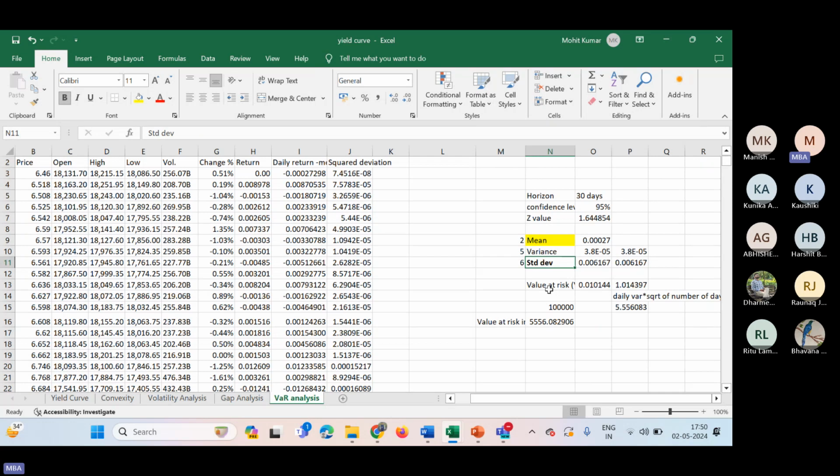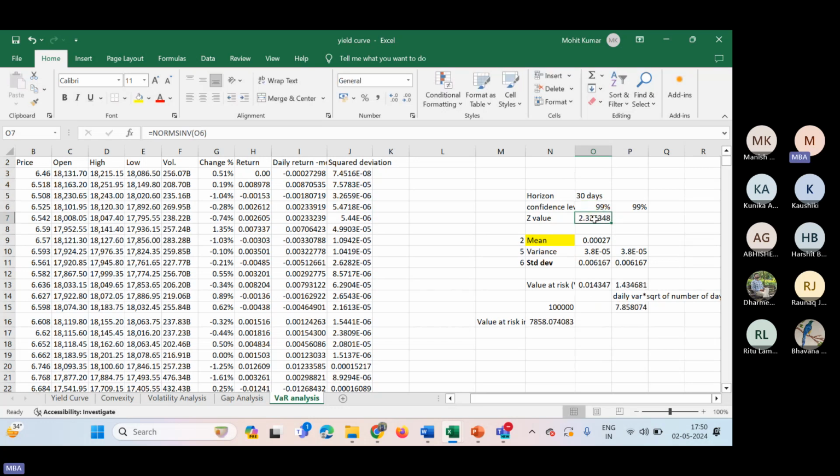They will just give you the mean and value at risk. In fact, they may give you this question: this is the mean value, this is the invested amount, this is the time horizon. Calculate at 95%, or they may ask you to calculate at 99%. Then you have to find the value at 99%. You have to see the table.